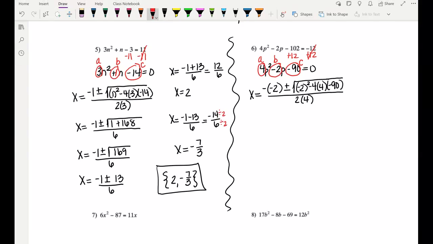So I have the double negative out front here, which ends up being positive. So x equals 2 plus or minus the square root. Negative 2 squared is positive 4. Negative 4 times 4 is negative 16. Negative 16 times negative 90 is positive 1,440. All divided by 8.